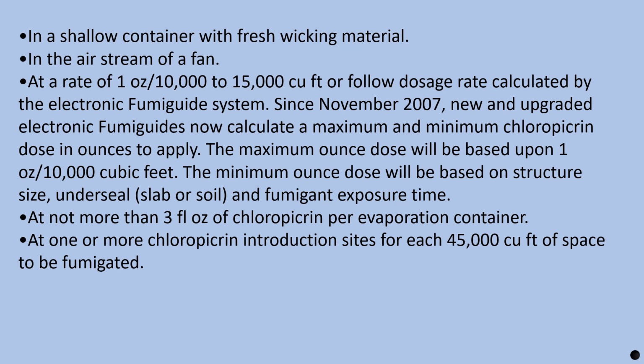Since November 2007, new and upgraded electronic Fumigides now calculate a maximum and minimal chloropicrin dose in ounces to apply. The maximum ounce dose will be based upon 1 ounce per 10,000 cubic feet. The minimum ounce dose will be based on the structure size, under seal, slab, or soil, and fumigant exposure time, at not more than 3 fluid ounces of chloropicrin per evaporation container, at 1 or more chloropicrin introduction sites for each 45,000 cubic feet of space to be fumigated.